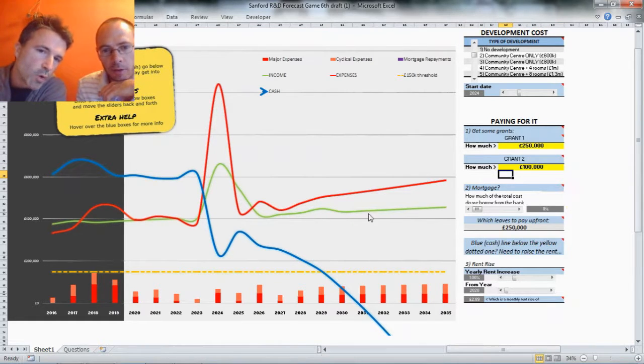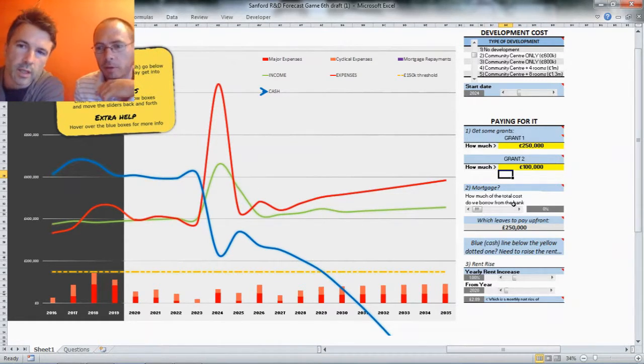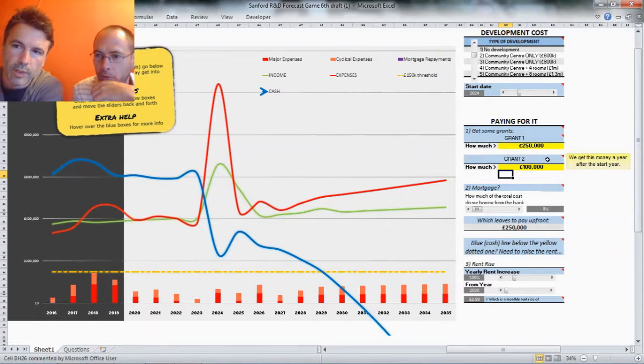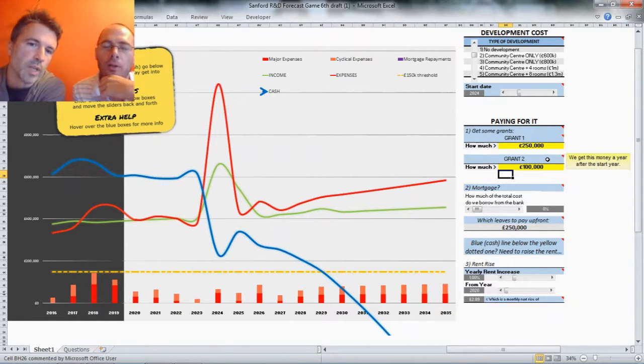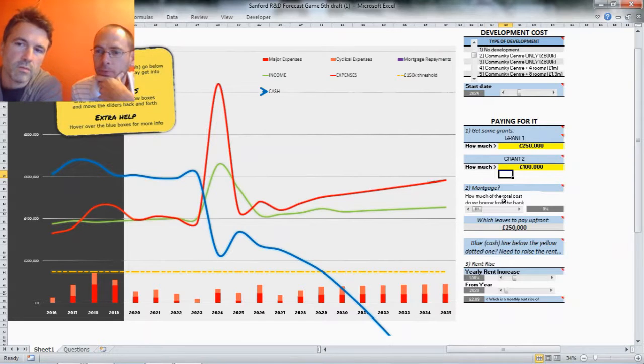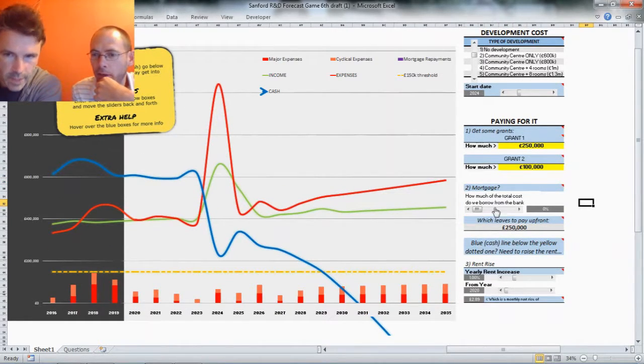It makes the second one go even higher because the second grant, if you hover over the box, it will tell you that we've set it up so that it comes a year after. Okay. And then what about the mortgage? That's money I borrow from the bank. Yes. And I can choose the percentage.